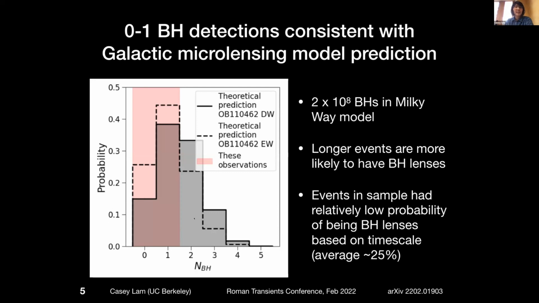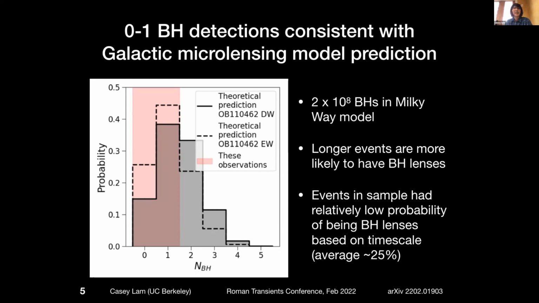Depending on how you choose to interpret this OB110462 event, you get slightly different probabilities for the number of black holes in the sample. But either way, based on these observations, it's most likely that we have either 0 or 1 black holes. And that's confirmed by analyzing the sample as a whole. The underlying galactic model we use to evaluate these probabilities assumes this 100 million black hole number.